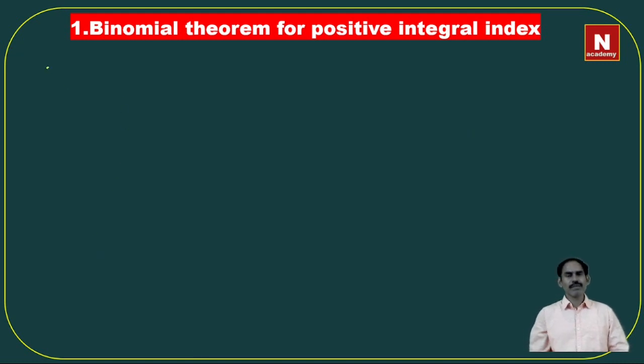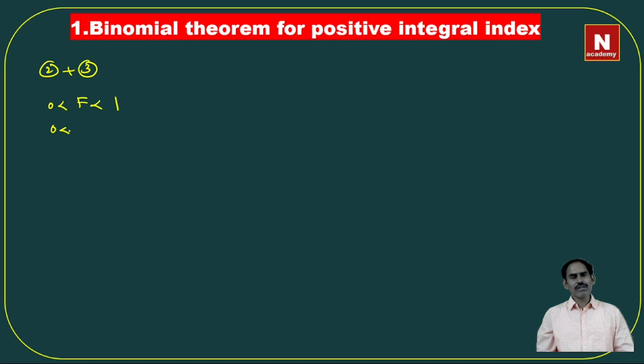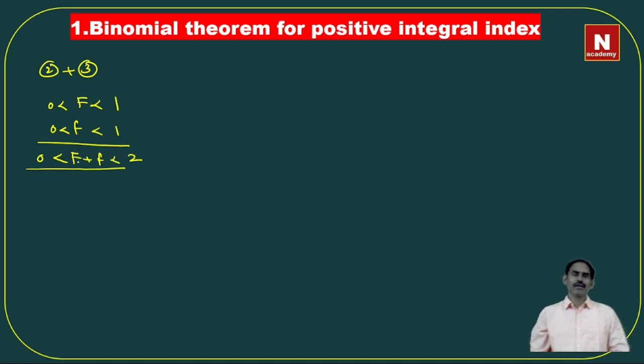2 plus 3 implies what will happen? 2 means 0 less than capital F less than 1. 3 means 0 less than small f less than 1. Adding these two, 0 less than capital F plus small f less than 2. That implies capital F plus small f lies between 0 and 2. Remember this point.